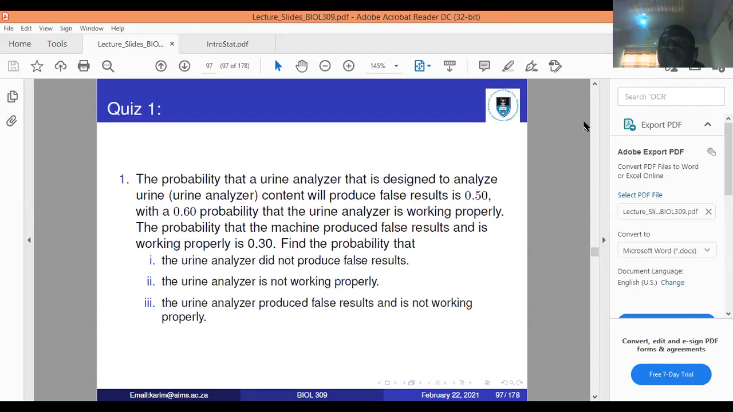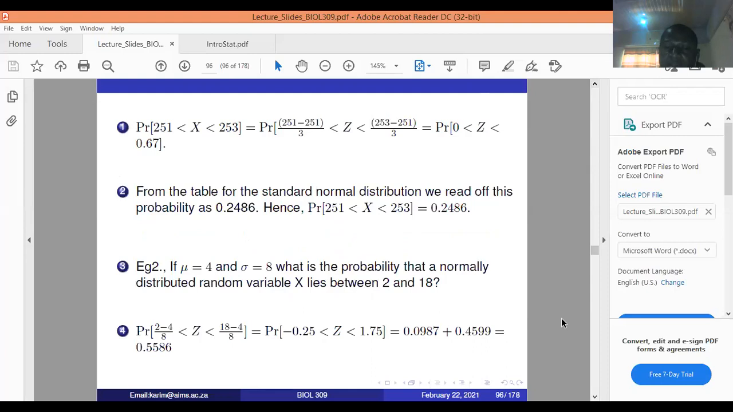So this is an example you can try. Sir, we don't understand. Yeah, what is it that you don't understand?